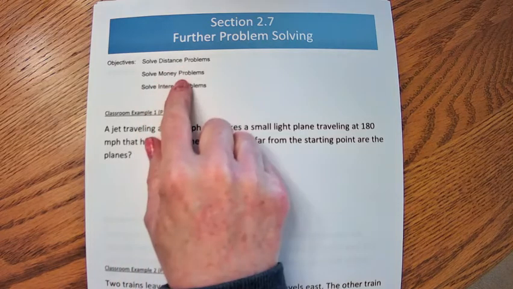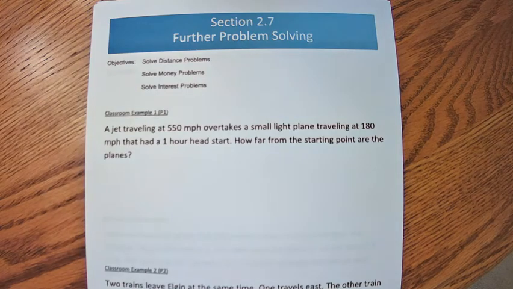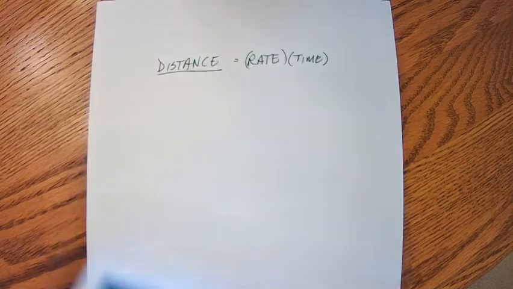And then we'll also solve money problems. Those are collection problems, like if you have so many nickels and so many dimes that total up to a certain amount, or it might be how many $20 bills and $10 bills do you have. And then lastly, interest problems. That's interest that you receive on financial accounts, how much money you'll make with a bank statement.